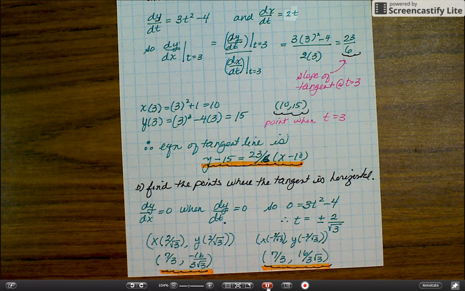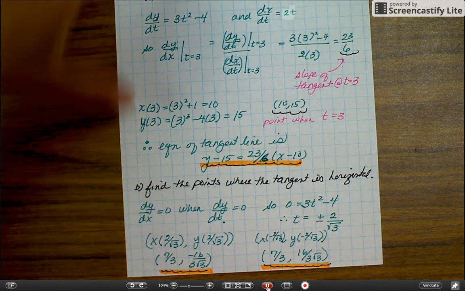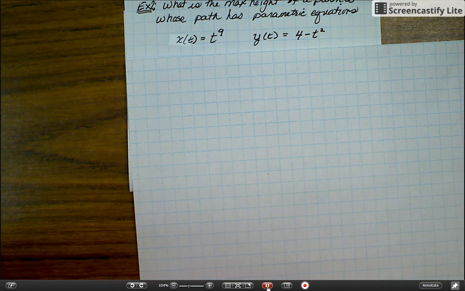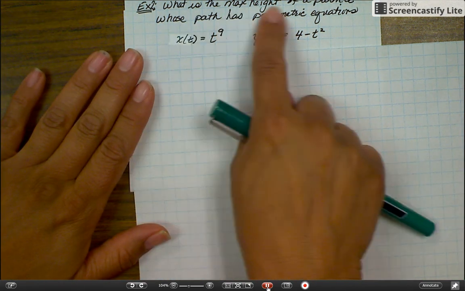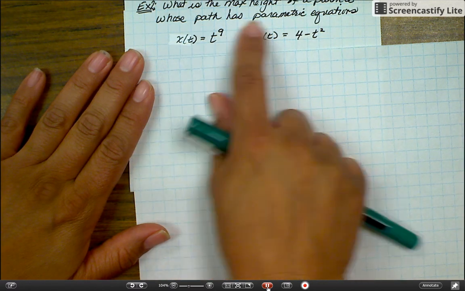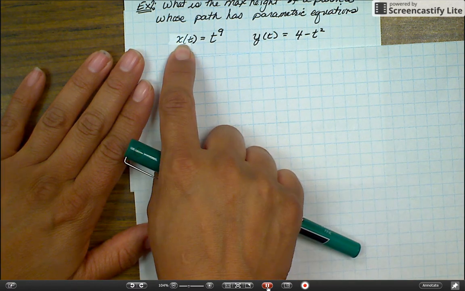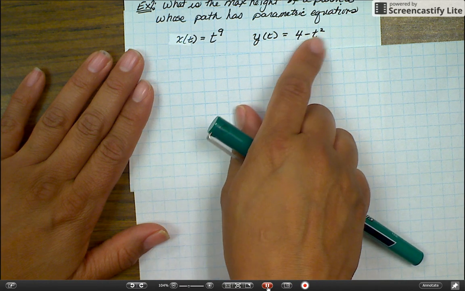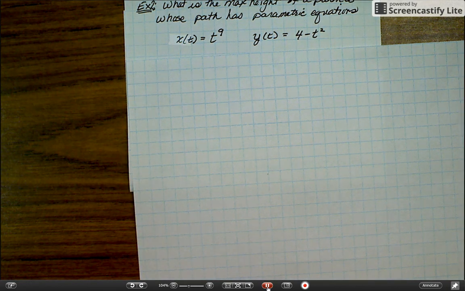Now the next example, this one is just about finding the slope and equation of a tangent line. And then now we're going to apply derivatives to finding the maximum height of a particle. So what is the max height of a particle whose path has parametric equations x of t is equal to t to the 9th power, and y of t is equal to 4 minus t squared? So when we think about finding the maximum height, what do we generally do? We take the derivative and find the critical numbers.